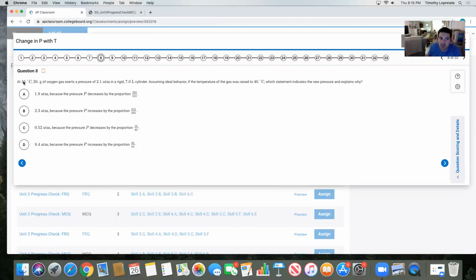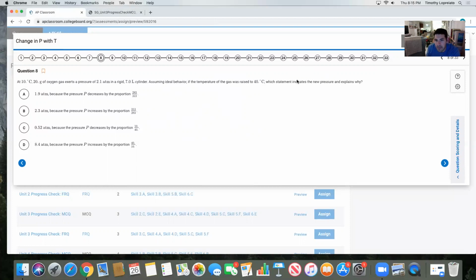All right, so we're going from 20 degrees Celsius to 40 degrees Celsius. So we are quadrupling the temperature. Psych. You've got to add the 273. We're only slightly increasing the temperature, right? It's not quadrupling. It's going from 283 Kelvin to 313 Kelvin. So it's only going up a little bit.